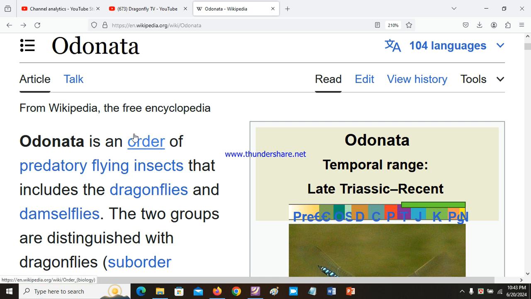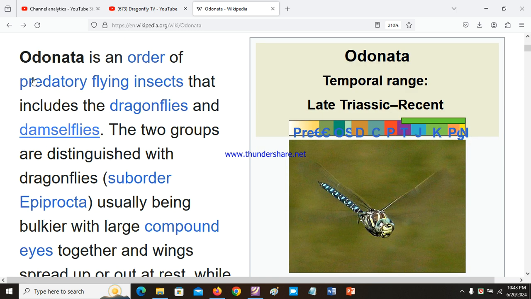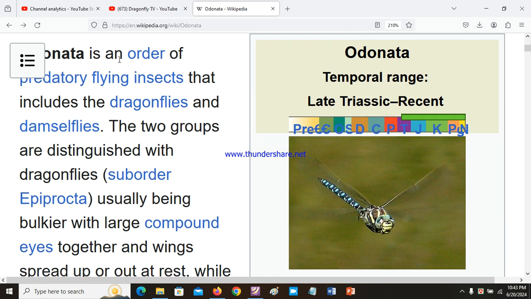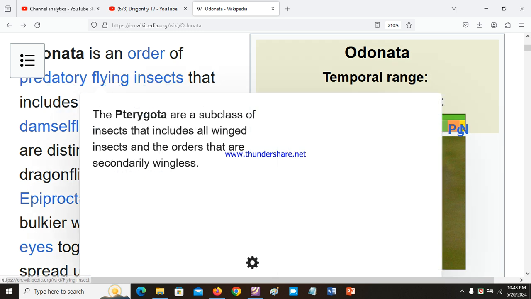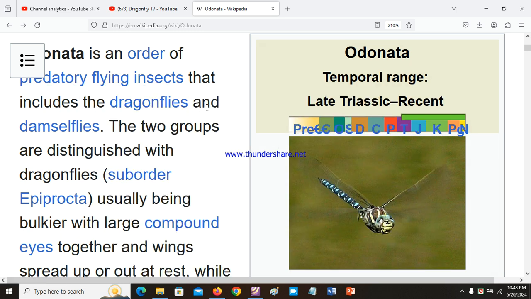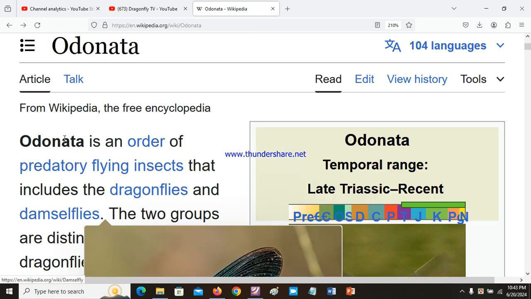Today's discussion is about Odonata. Welcome to my discussion, and we will discuss this matter from Wikipedia. Odonata is an order of predatory flying insects that includes the dragonflies and damselflies.